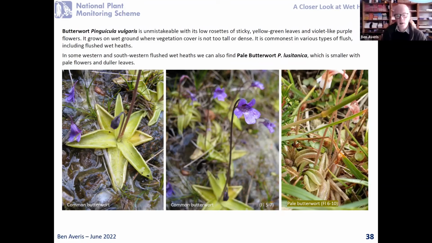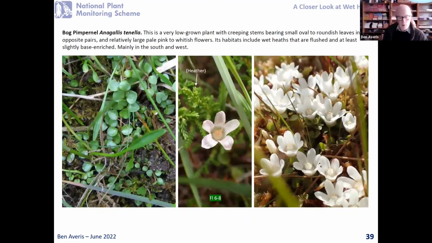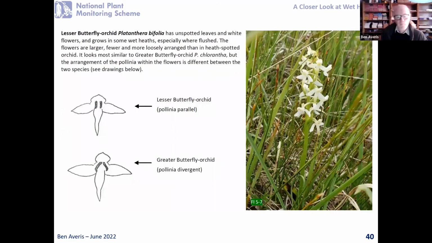Next one is the bog pimpernel, Anagallis tenella. Flowers usually pale pink, but they can be quite white, and little creeping shoots of opposite pairs of roundish leaves, very small. And the next one, again, shooting through these to try and guard against overshooting the hour mark for this presentation.